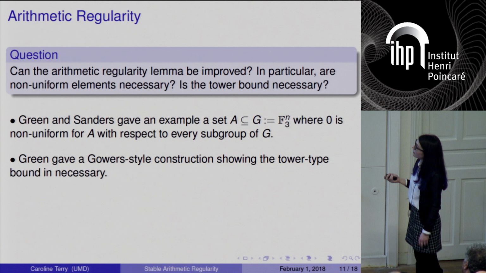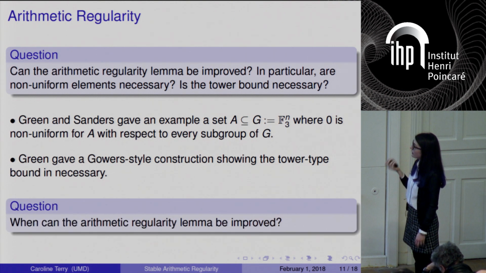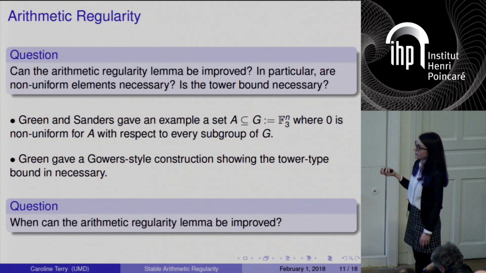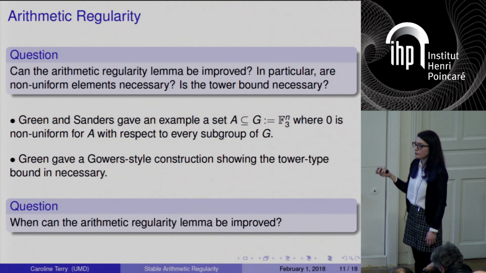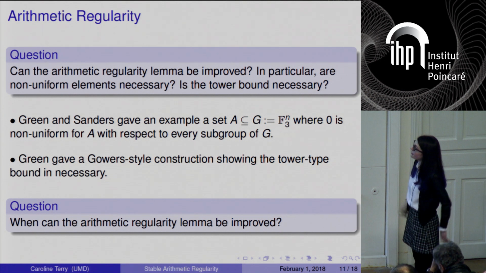Okay. And on the other hand, Green gave a similar style construction showing that the tower bound is also necessary, like in the graph case. So the answer to these two questions is no. Then the next natural question is instead, when can you improve the arithmetic regularity lemma? When can you improve the bounds? When can you get rid of the irregular pairs?